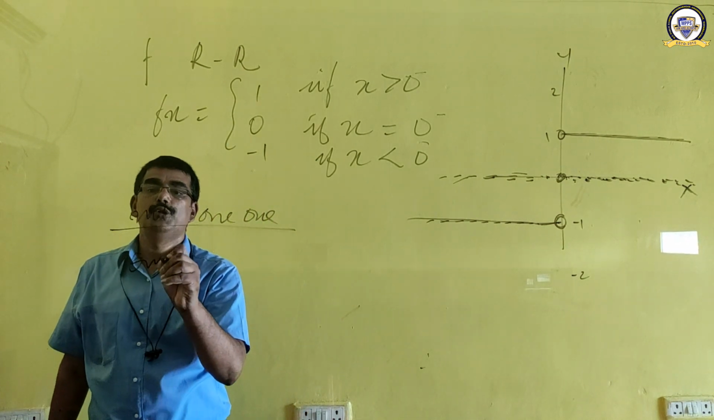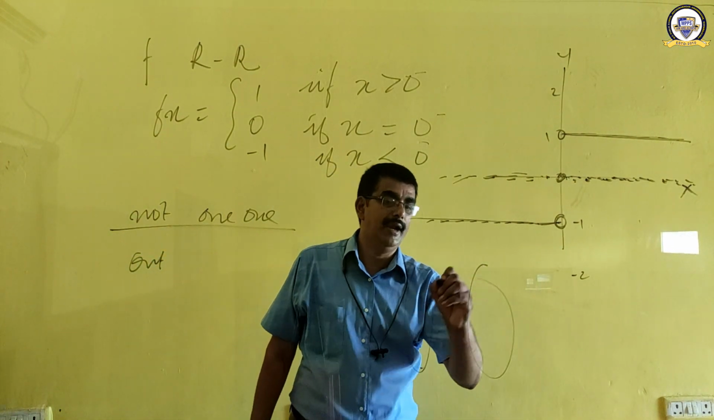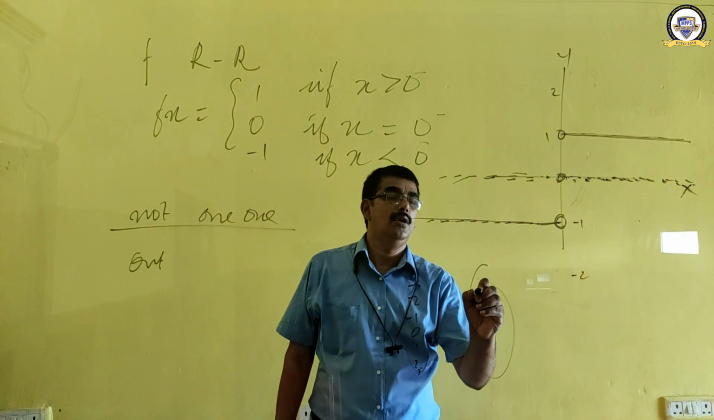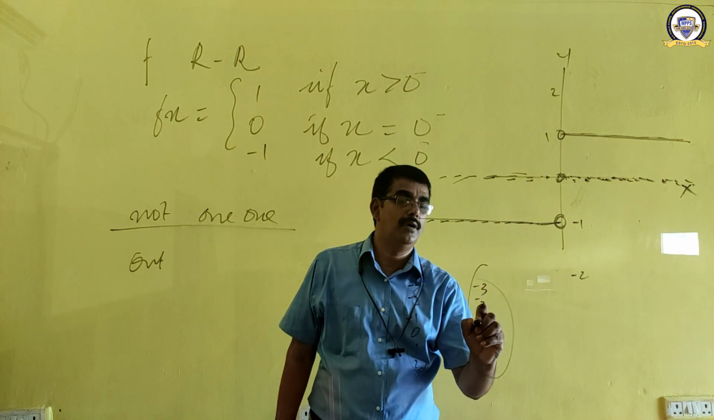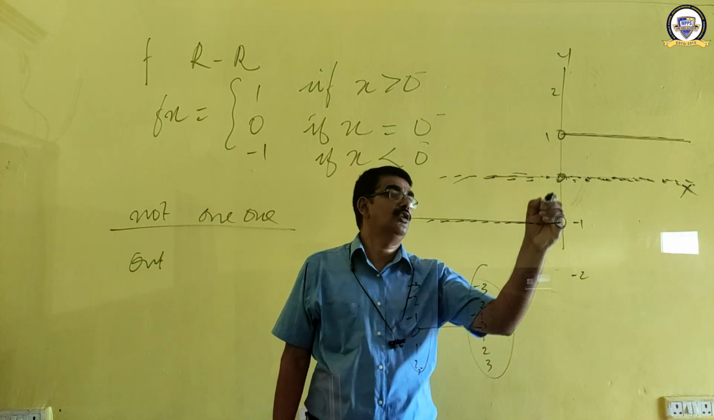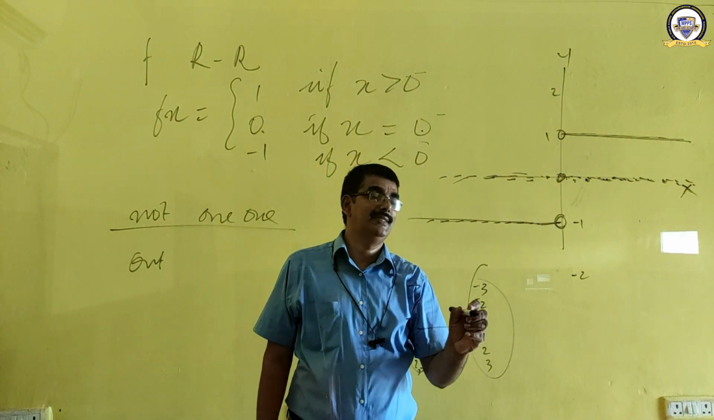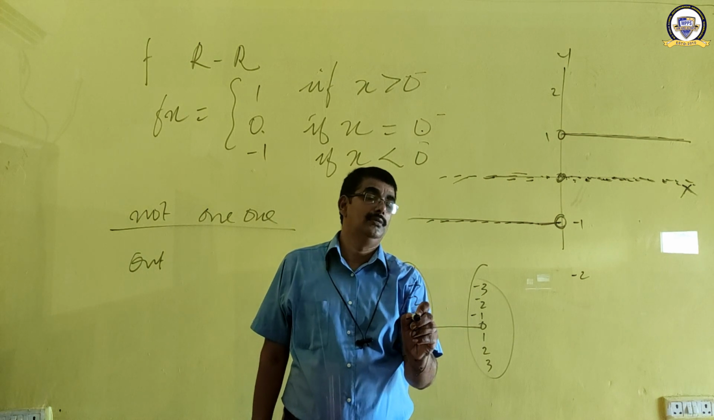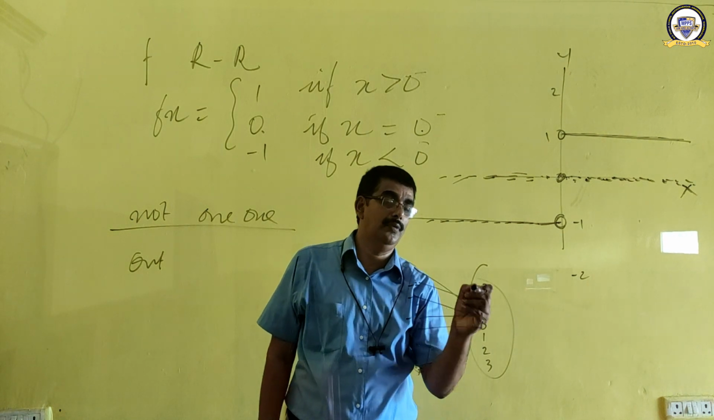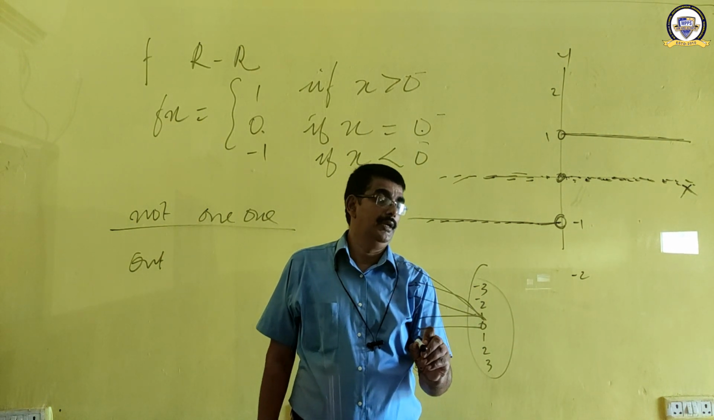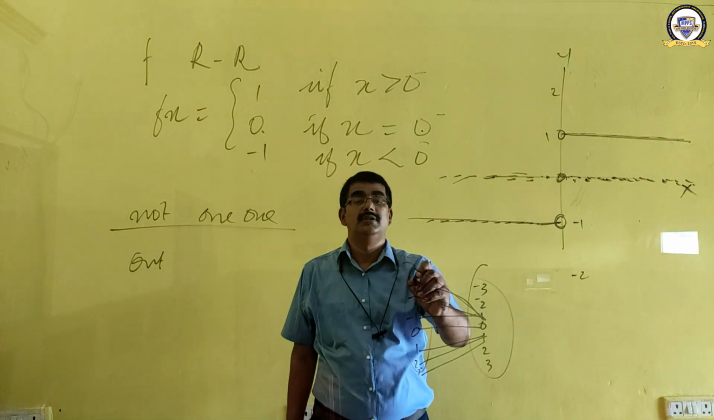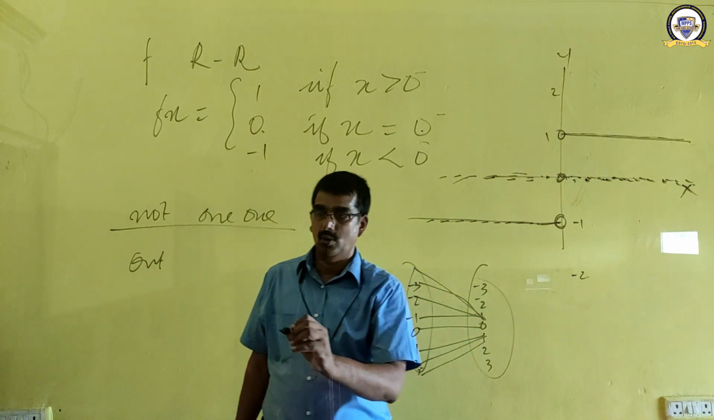Onto also. See the graph and you can say negative 3, negative 2, negative 1, 0, 1, 2, 3. 0 maps to 0, and if x is negative, the answer will be negative 1 for negative 1, negative 2, negative 3, negative 4, like this. If x is positive, then 1, 2, 3 all map to 1, there will not be any change. So this is not 1-1.